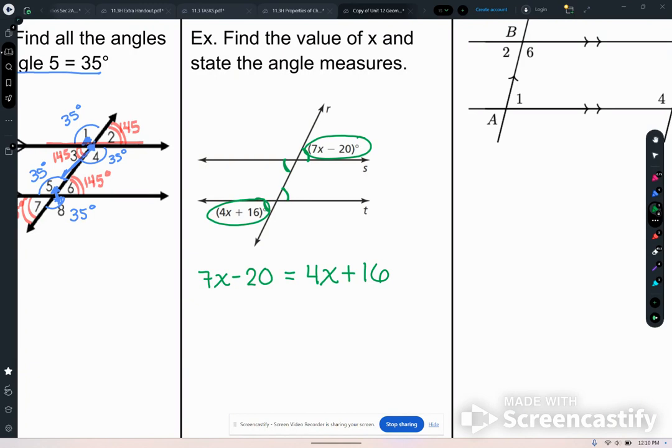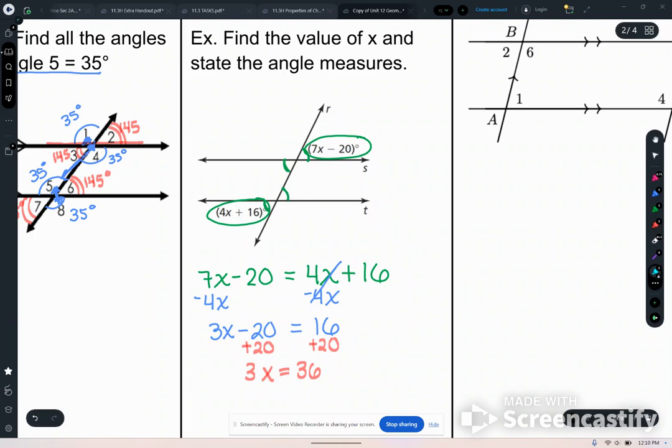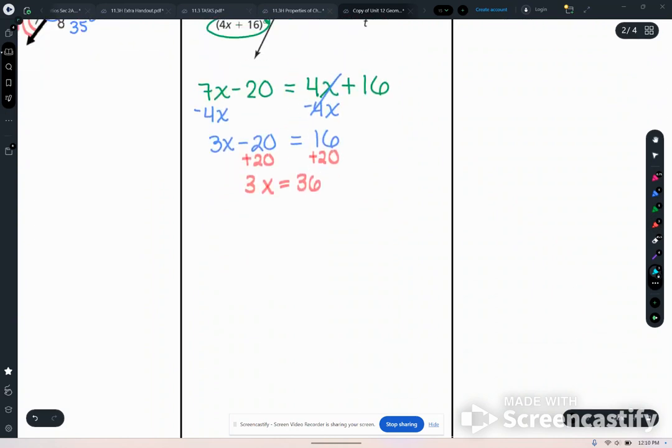And so now we have just our normal equation. We set them equal to each other. We bring x's to one side. So we have 3x minus 20 is equal to 16. We're going to bring our numbers to the other side. So we get 3x is equal to 36. And then we're going to divide to get our value of x. And so when we divide by 3, we get our value of x, which is 12.